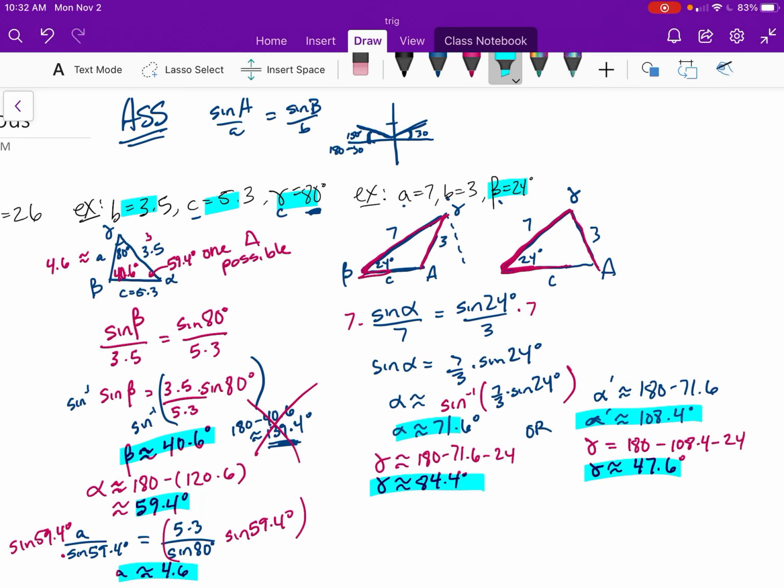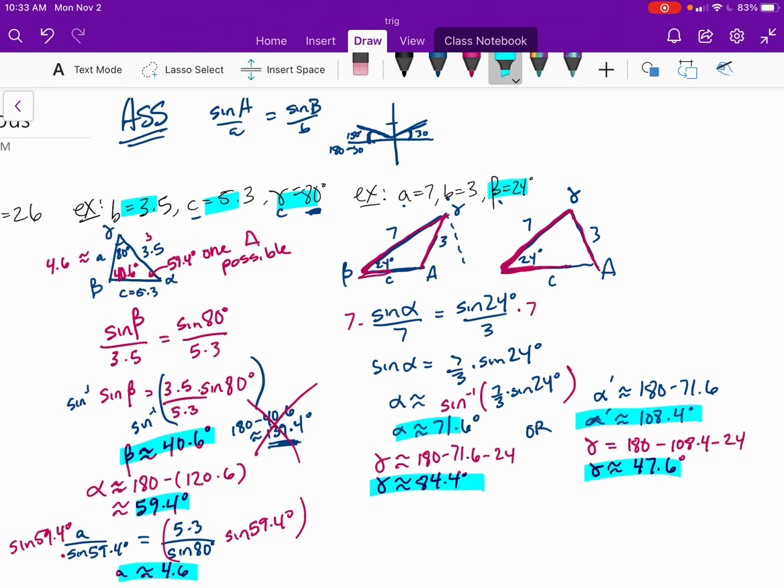Anyways, those are our two possibilities. And remember that neither one of mine are necessarily drawn to scale. I'm drawing a picture in there to help us visualize what could be possible, but it doesn't mean that my drawing is great. Okay.